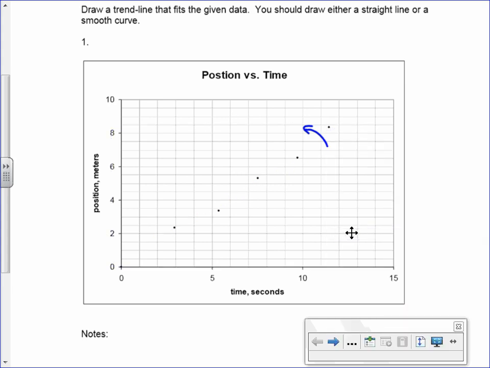I've done this on quizzes and tests before. People will draw this line. They'll say, oh, that's a really good line. And my answer is, it's got a really good slope. It's got the right shape. But every single point is higher than the line. This line is too low.